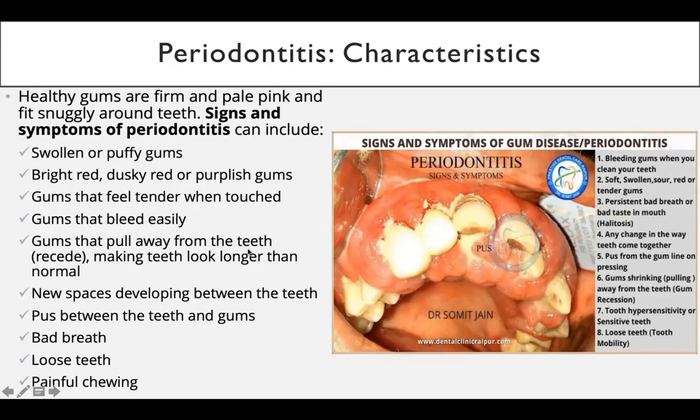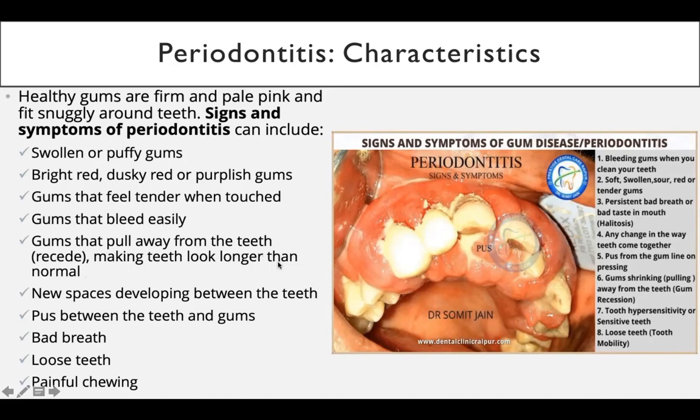Gums that pull away from the teeth, recede. You remember receding gums were there in gingivitis, so here we also have receding gums. So the teeth area is more exposed. When the gums are swollen, they will be pushed upwards away from the tooth surface, and more of the tooth from the apical surface will be visible or apparent. That's known as receding gums. Okay, perfect.